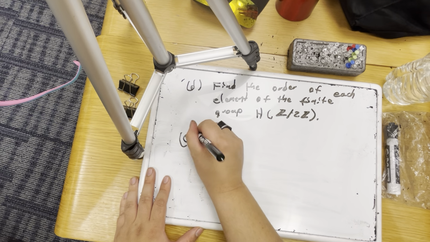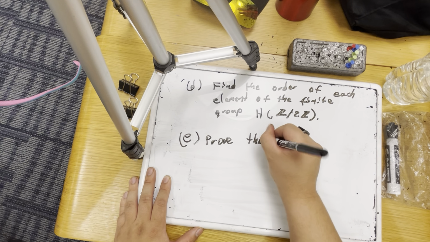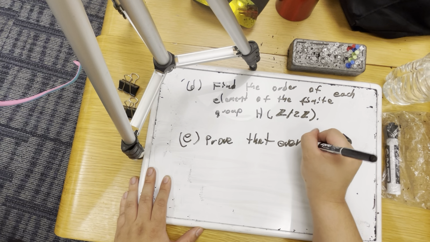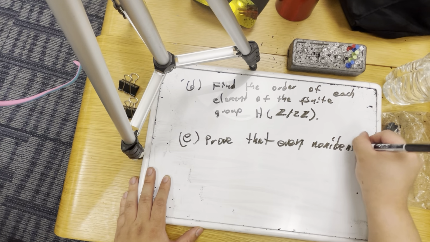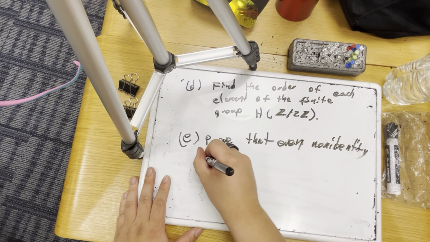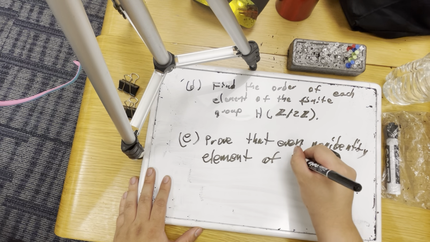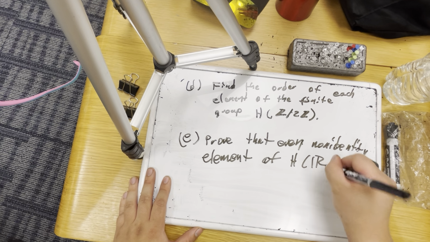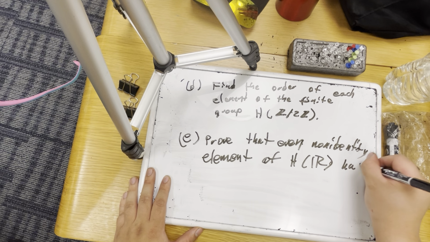and part E finally, which is to prove that every non-identity element, see what I mean? These last parts are a bit different. Element of H over the reals has infinite order.